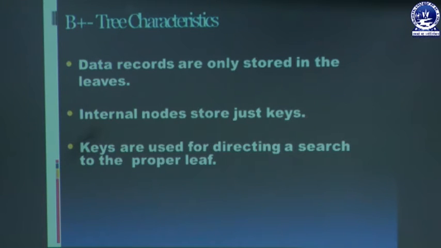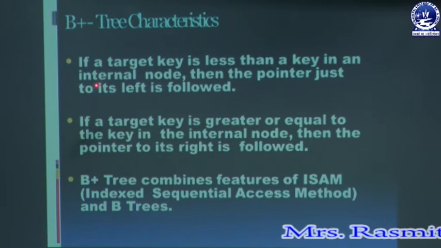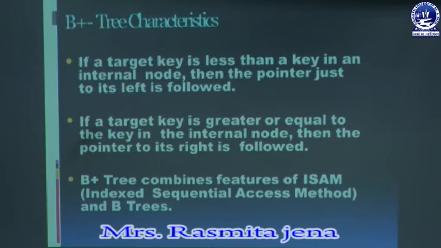And the keys are used for directing the search to the proper leaf. The keys are basically used to direct the search to the proper node or the proper leaf. The next characteristic: if a target key is less than a key in an internal node, that means the search key, the key which I want to search, is less than the key in the internal node, then the pointer just to its left is followed.